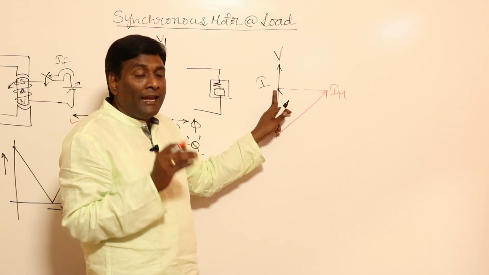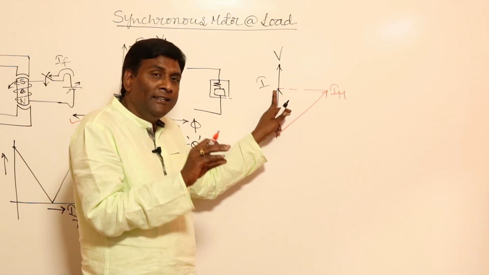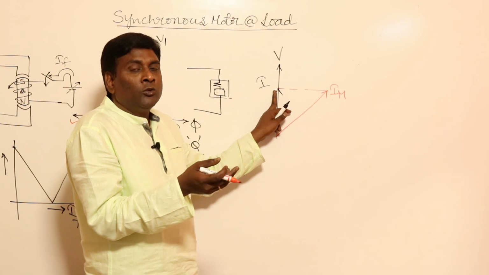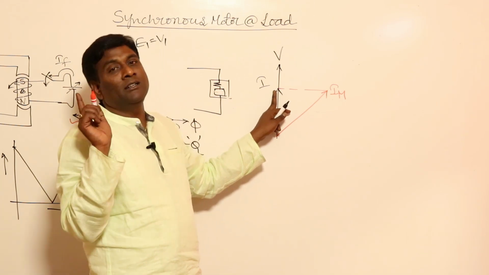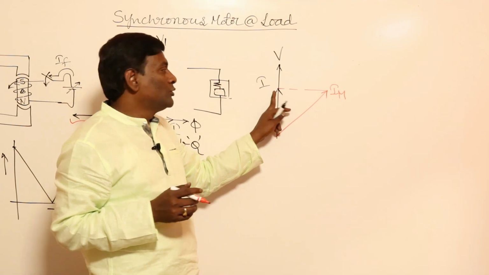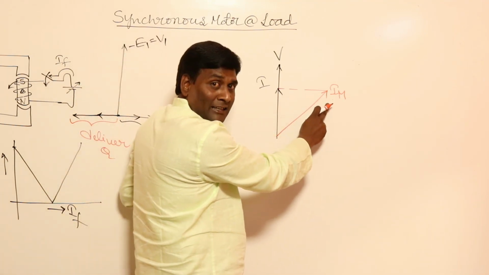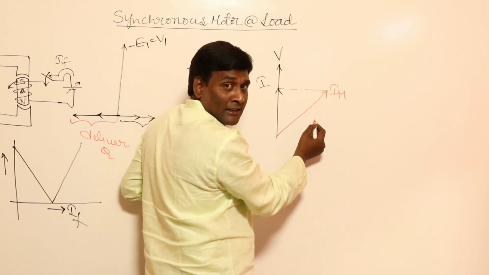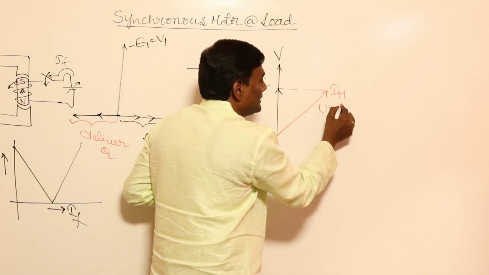But as the field flux required is not produced by you, extra flux lines have to be set up by the source, so it is absorbing reactive power. So if my current is lagging behind, what does it mean? Over excited or under excited? Under excited.